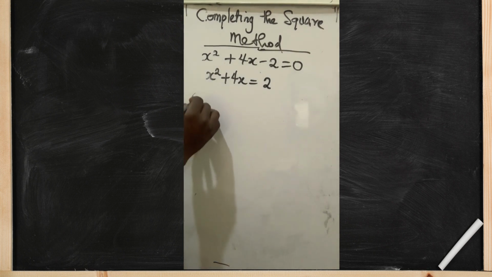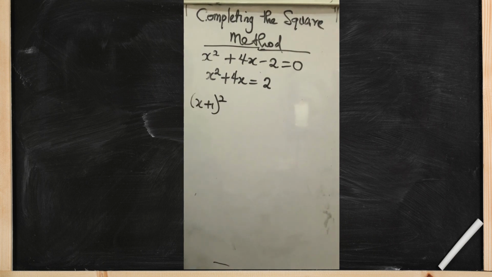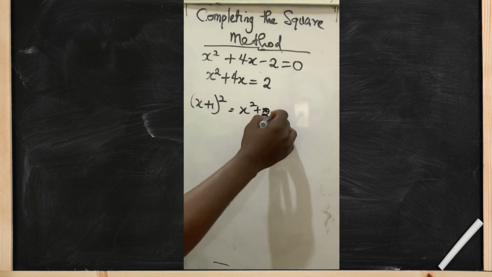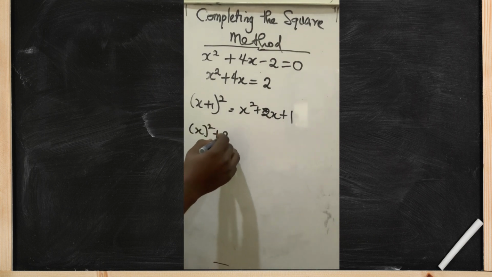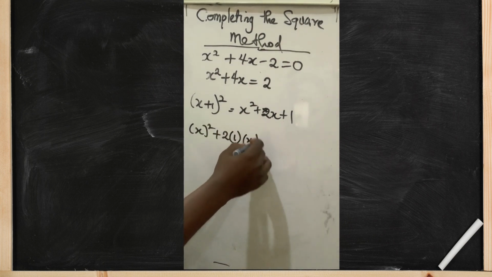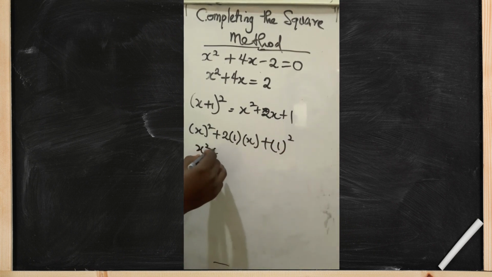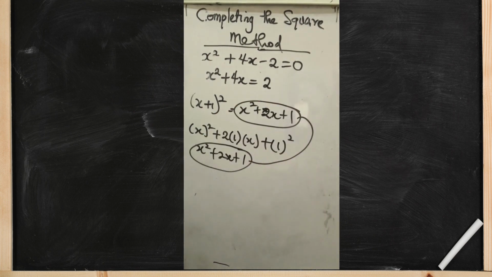If you have (x plus 1) squared, you don't need to solve this before you know the answer. This is the same thing as saying x squared plus 2x plus 1. How do I arrive at that? You are just squaring x, then plus 2 times 1 times x, then plus 1 squared. With this, you're having x squared plus 2x plus 1, which is the same thing as this. I hope you get that.